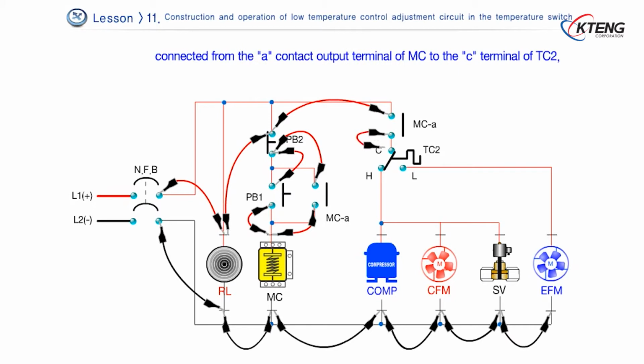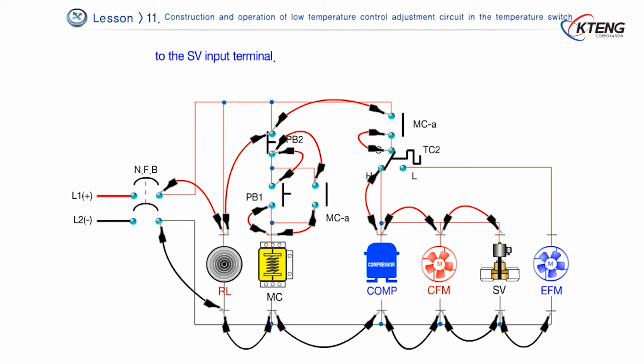TC2, connected from the H terminal of TC2 to the compressor input terminal, connected from the compressor input terminal to the SV input terminal. Lastly, the L terminal of TC2 is connected to the EFM input terminal.